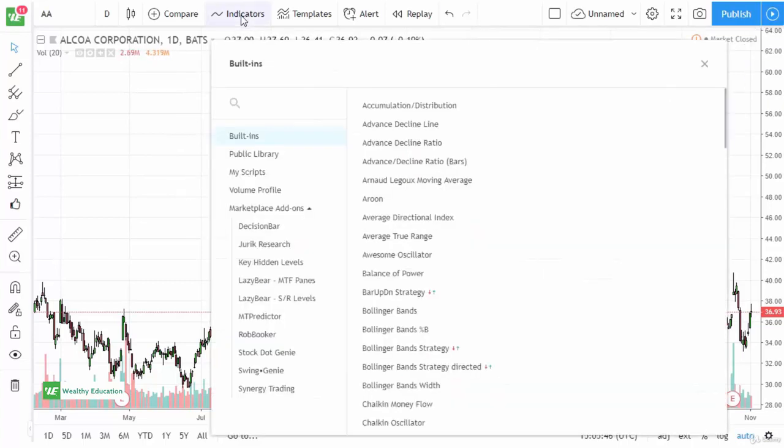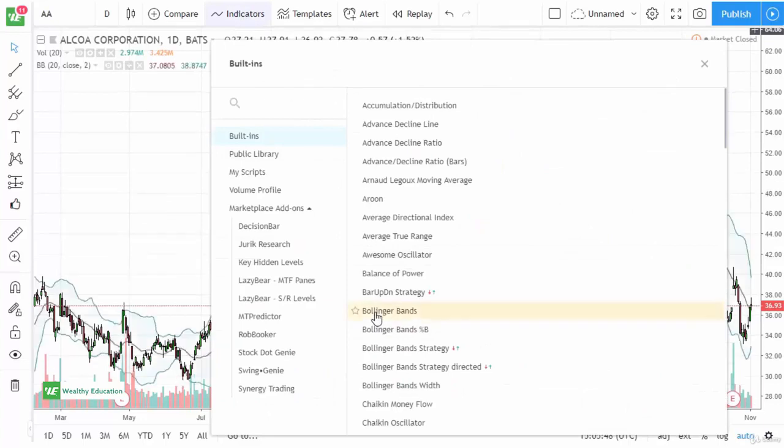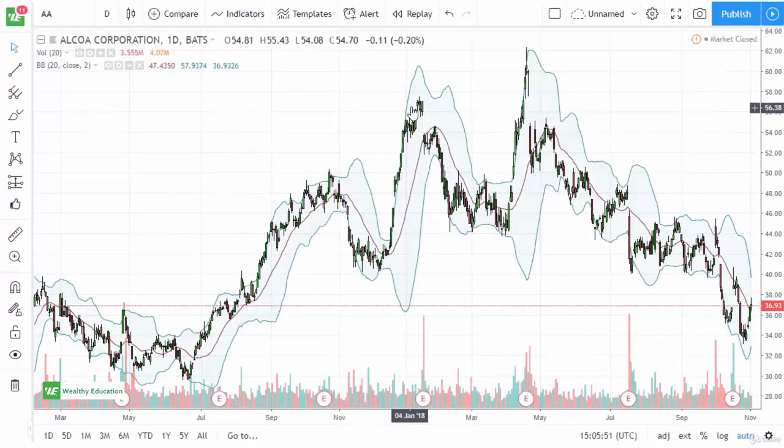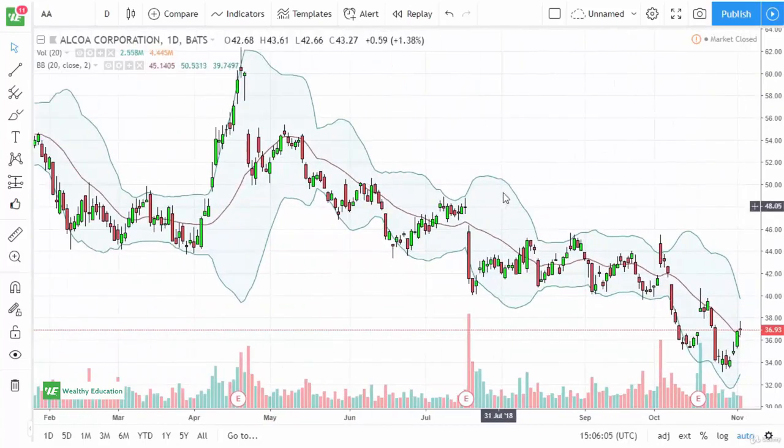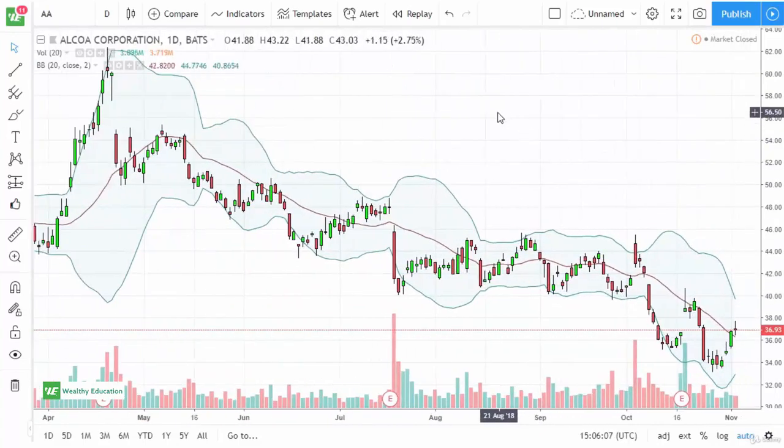So let's click on indicators, click on Bollinger Bands, and you can see that we have a middle line here. This is your 20 SMA, you see 20, based upon the close, and then 2 standard deviations. So these lines, this is 2 standard deviations higher, 2 standard deviations lower. When you look at a Bollinger Band, you should think of it as a couple indicators in one. So you have the moving average, you have the standard deviations, you also have the width of the standard deviations.